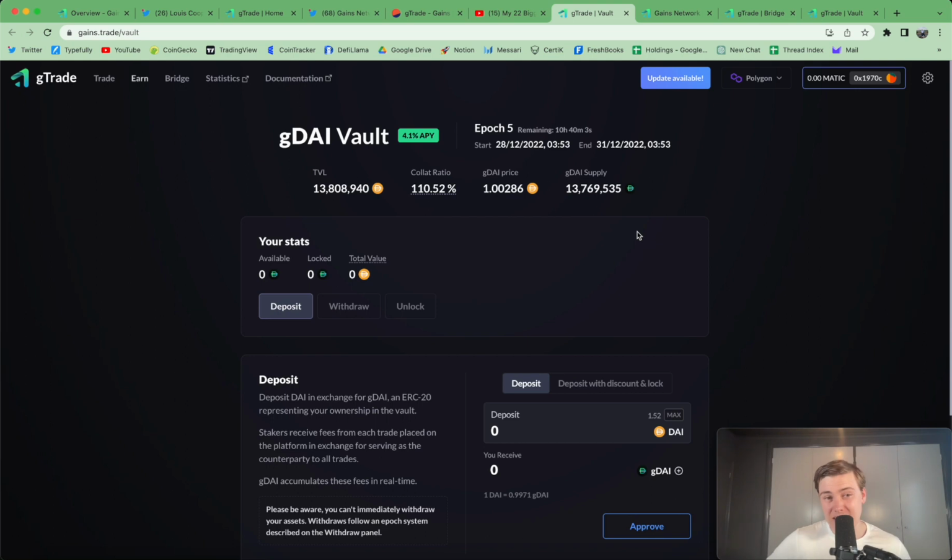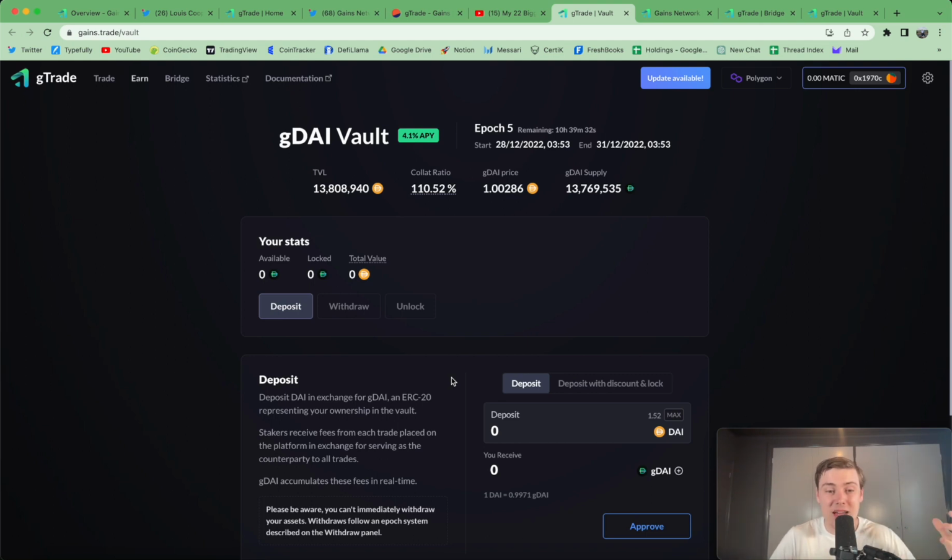One of the ways to do this is via staking DAI in the gDAI vault, which is currently paying a 4.1% APY and is also now launched on Arbitrum. So you can do so on Arbitrum or Polygon as Gains starts to roll out onto the Arbitrum network as well. If you stake DAI, you are essentially representing your ownership in the vault.